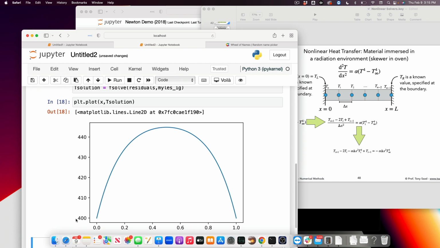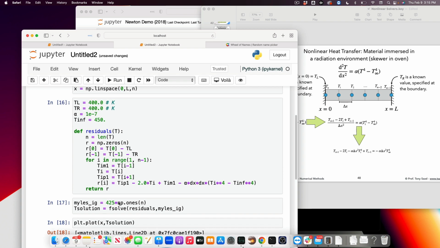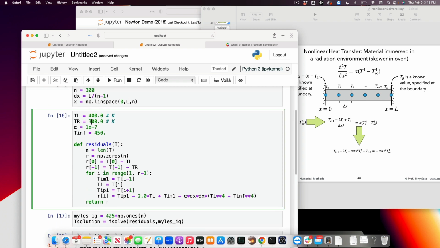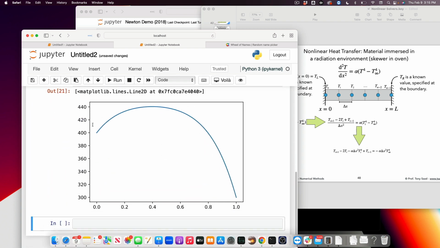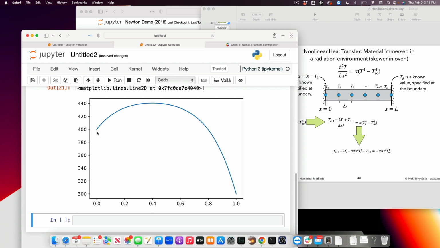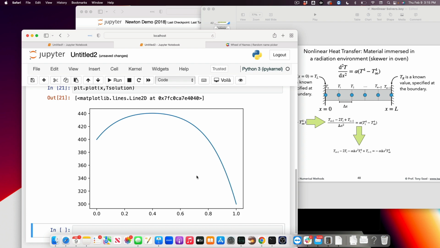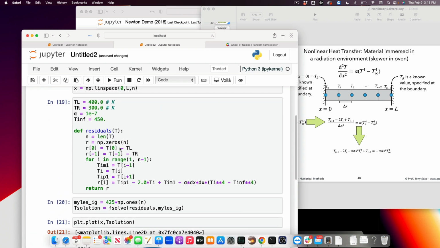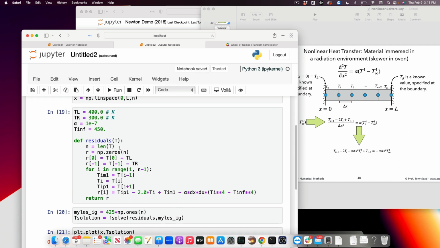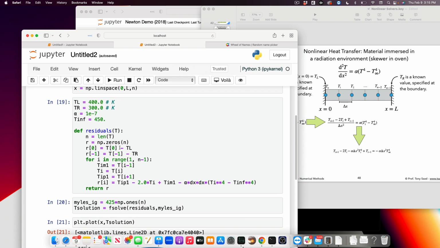Okay. Change the temperatures. See what happens. Let's say you put 300 on the right. Oh, look at that. 300 on the right, 400 on the left. Okay? What did you set n to? 300, the number of points, n or alpha. Oh wait, no. Oh, you changed alpha. I changed alpha to 10 to the minus 7. Put it 10 to the minus 5 if you want.